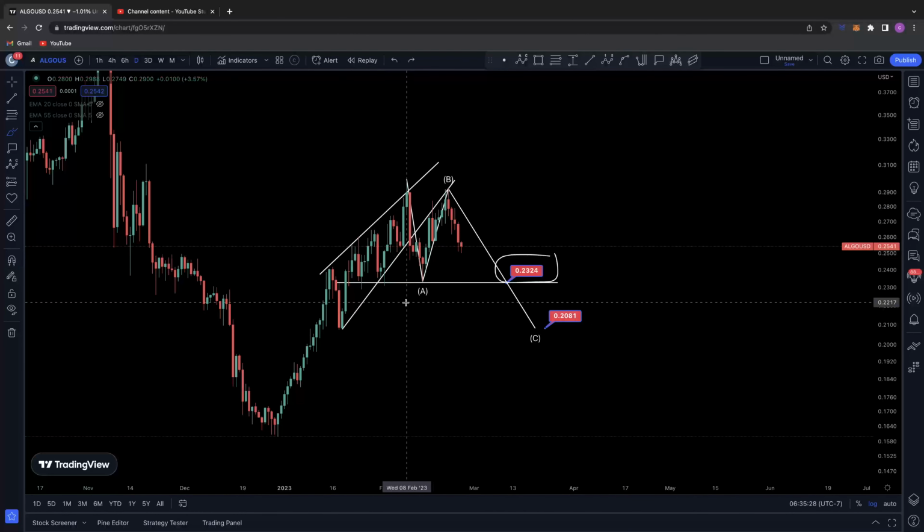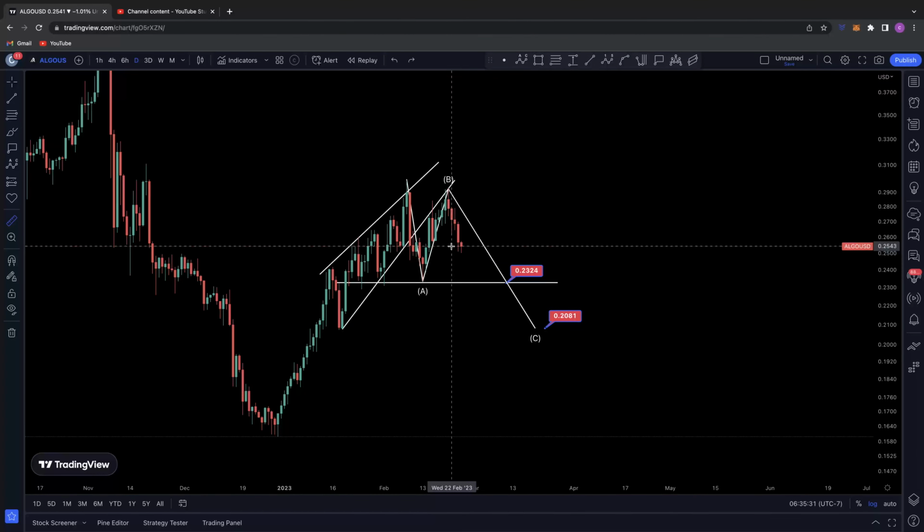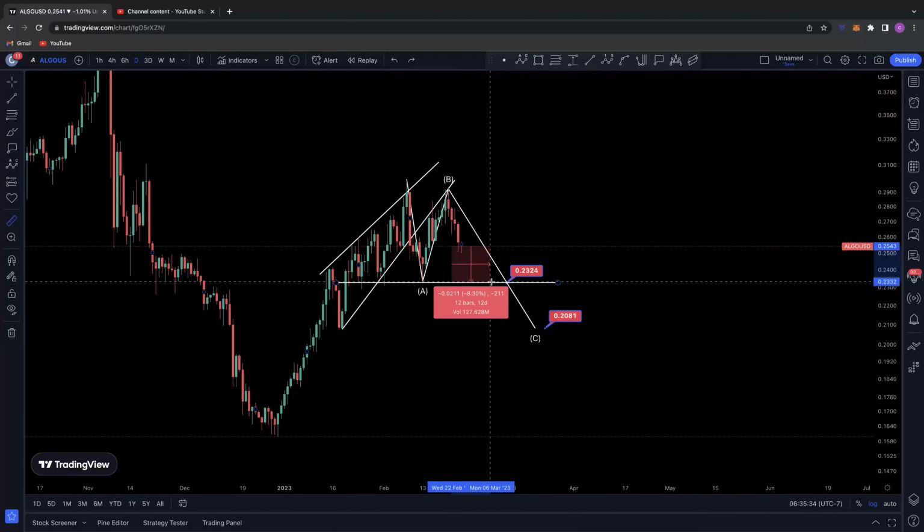Okay, so on the cards at the moment, what that could provide us with at the moment, if we do start to see this retracement, 8% down to 23 cents.